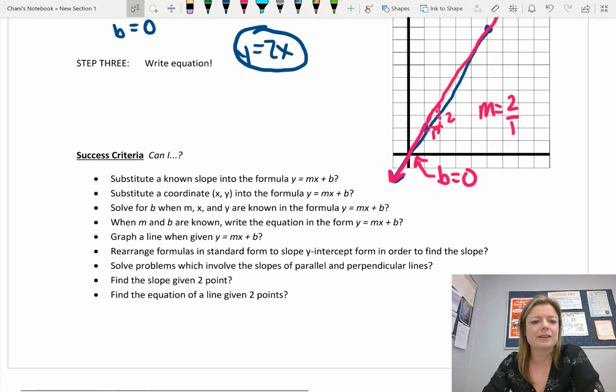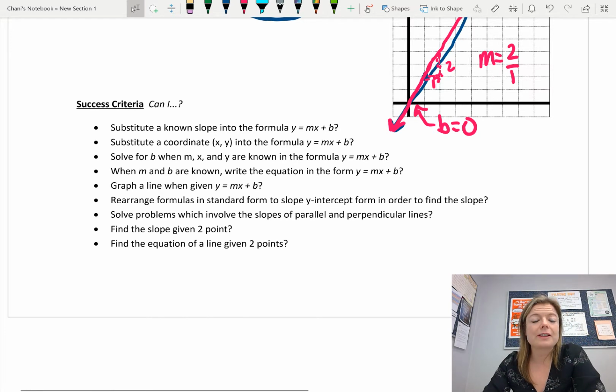Okay, so now you guys can go over the success criteria, make sure you can do all these things. And so in the next class, we'll practice all these skills because they will be very, very important for our next unit.